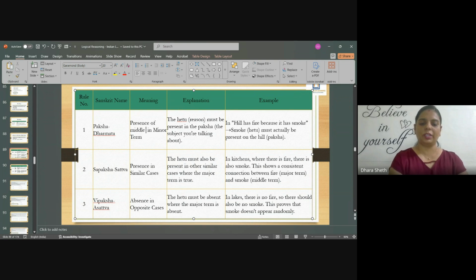I'll make it even more clear. Because when they ask questions, they'll say there should be presence of middle term in the minor term. True or false?